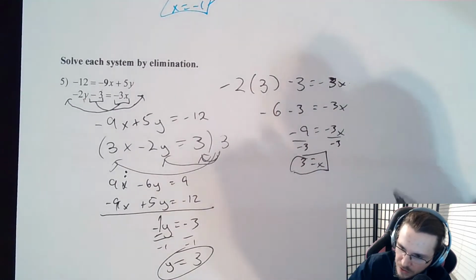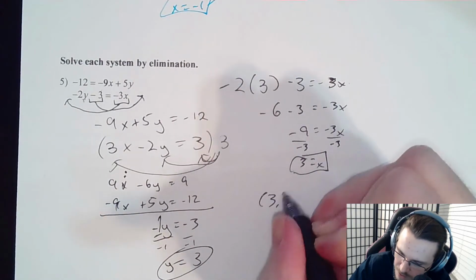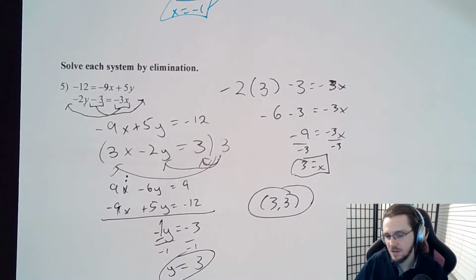And again, write your answers in ordered pair. 3, 3 is our final answer.